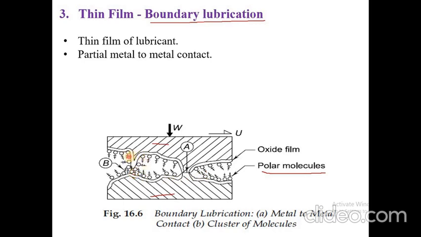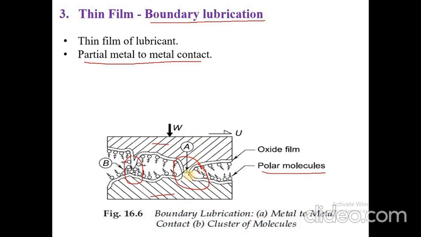Now in case of region B, here you can see these molecules, due to good cohesive property of these molecules and the poor adhesive property, are forming a compact film or a thin layer in between these two surfaces. So in this case, the metal to metal contact is not there, but again in some region like A, there is seen a metal to metal contact. Hence you can see there is a partial metal to metal contact in case of thin film or boundary lubrication.